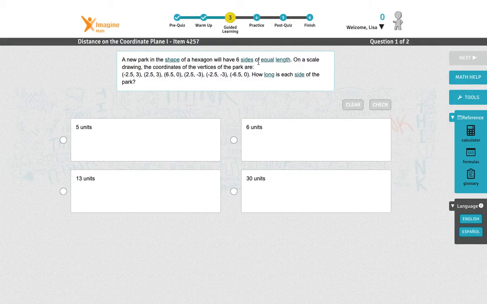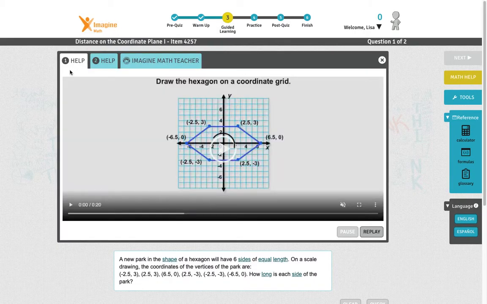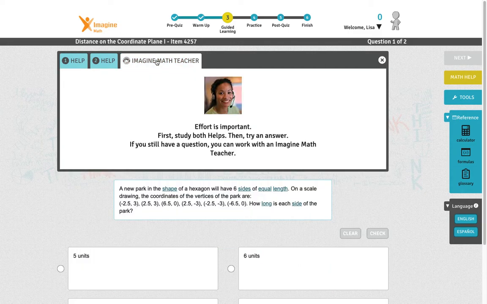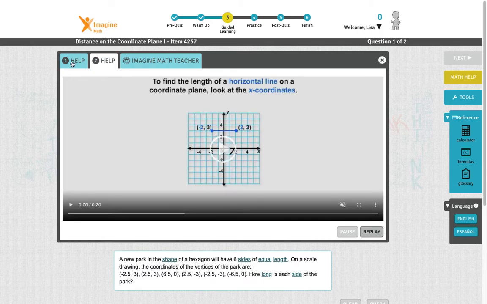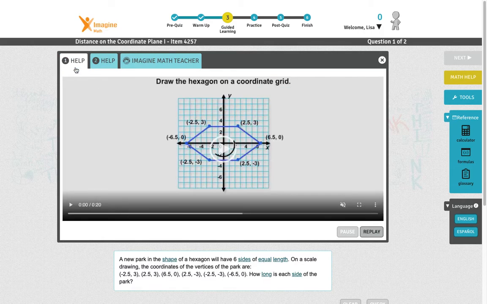So I'm going to go through the guided learning part and a couple of the practice problems, but that's about it, because you really should be using the math help. Remember, there is the Imagine Math teacher. You don't get her unless you do try with the help 1 and the help 2. And I get that some of these shapes are really weird, but we're not as concerned about the shape as we are about finding the distance between two numbers, okay?